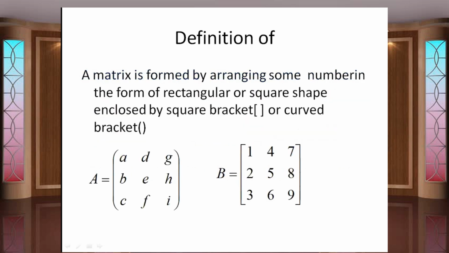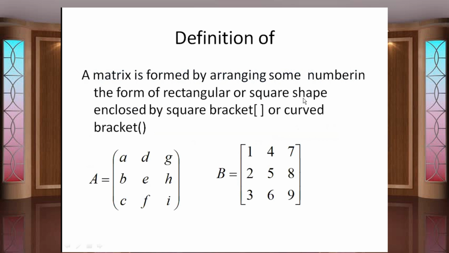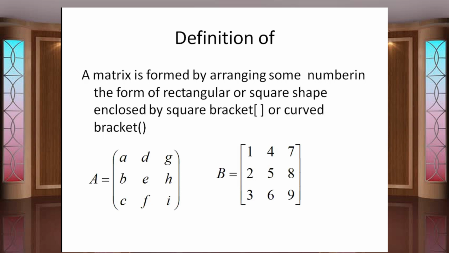Okay, now go for the definition of the matrix. A matrix is formed by arranging some numbers or some alphabets or some values in the form of a rectangle or square shape enclosed by a square bracket or curved bracket. And below you can see the definition. Here A is the matrix and it is enclosed by either the curved bracket or the square bracket.